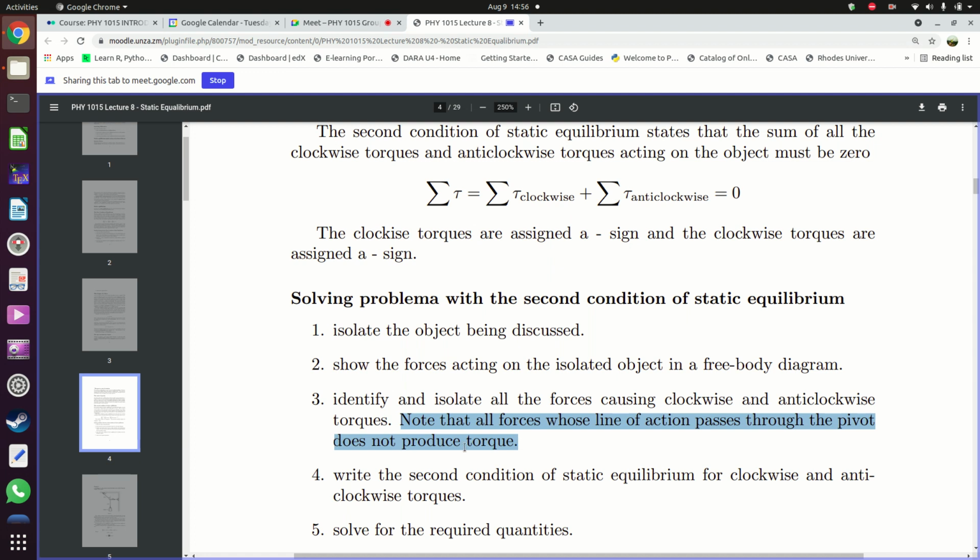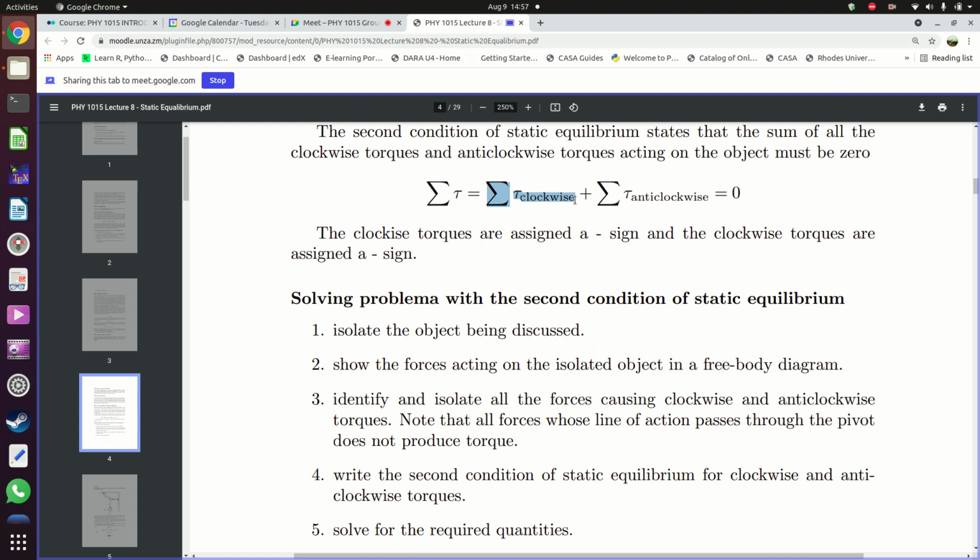So what we are saying is, you identify the force, you show us the direction of the force, then you mark which force is going to cause a clockwise torque, which one is going to cause an anti-clockwise torque, by seeing the most likely direction in which this particular object is going to turn as a result of this force. Then once you do that, you write out the summation of the torques, which will be the clockwise torques.